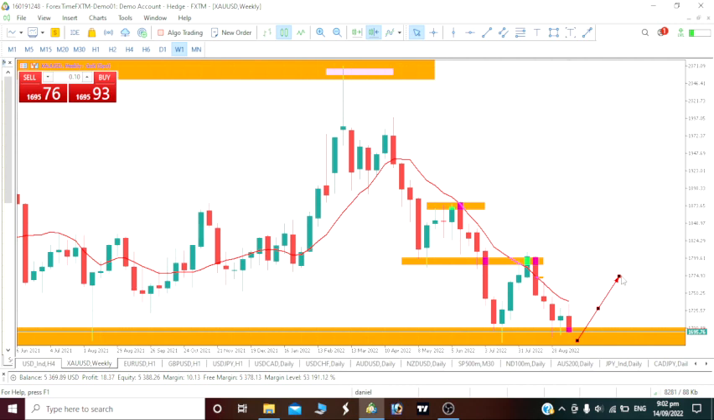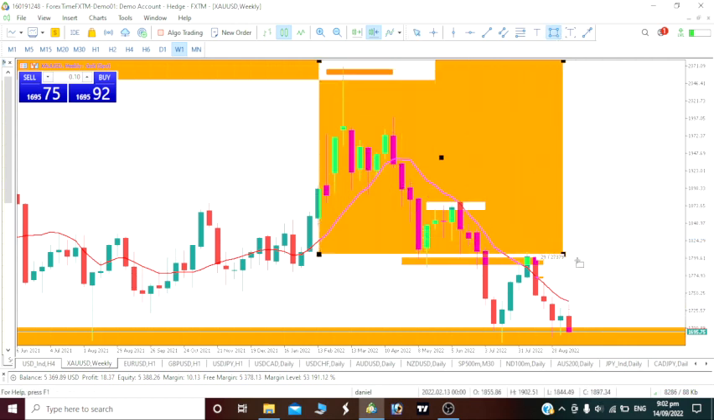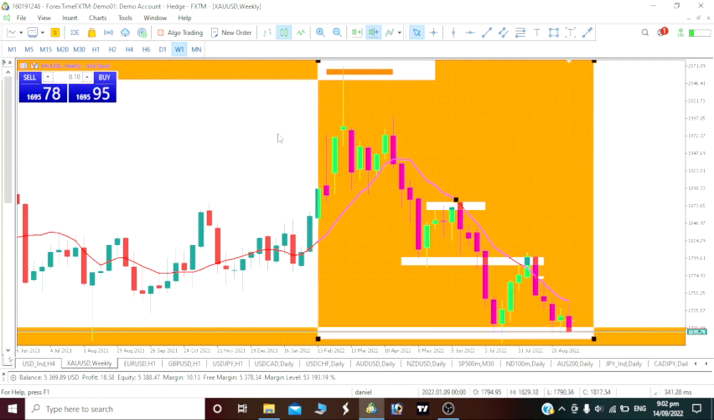So basically, on the weekly time frame, we are expecting a bullish move, kind of like a push up on our gold to USD, which is XAU/USD. So we are expecting a bullish move. Now let's analyze it from these recent movements.